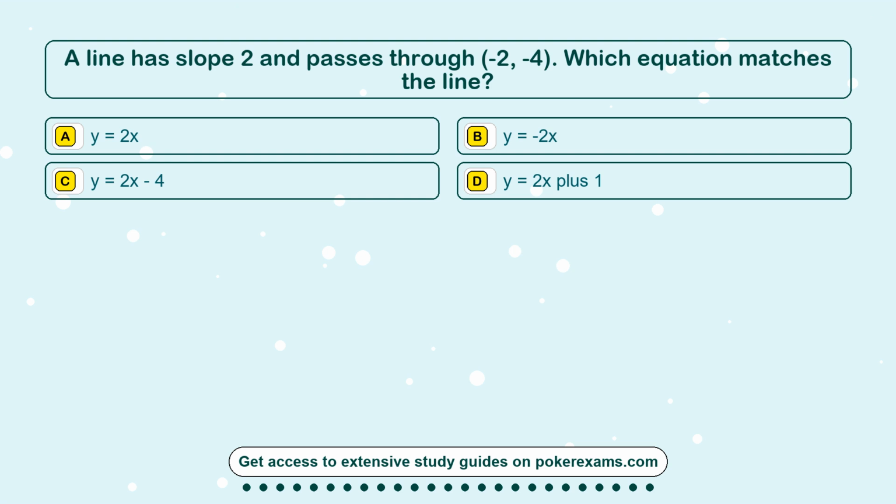Question 14. A line has slope 2 and passes through -2, -4. Which equation matches the line? Option A y equals 2x. Option B y equals -2x. Option C y equals 2x minus 4. Option D y equals 2x plus 1.